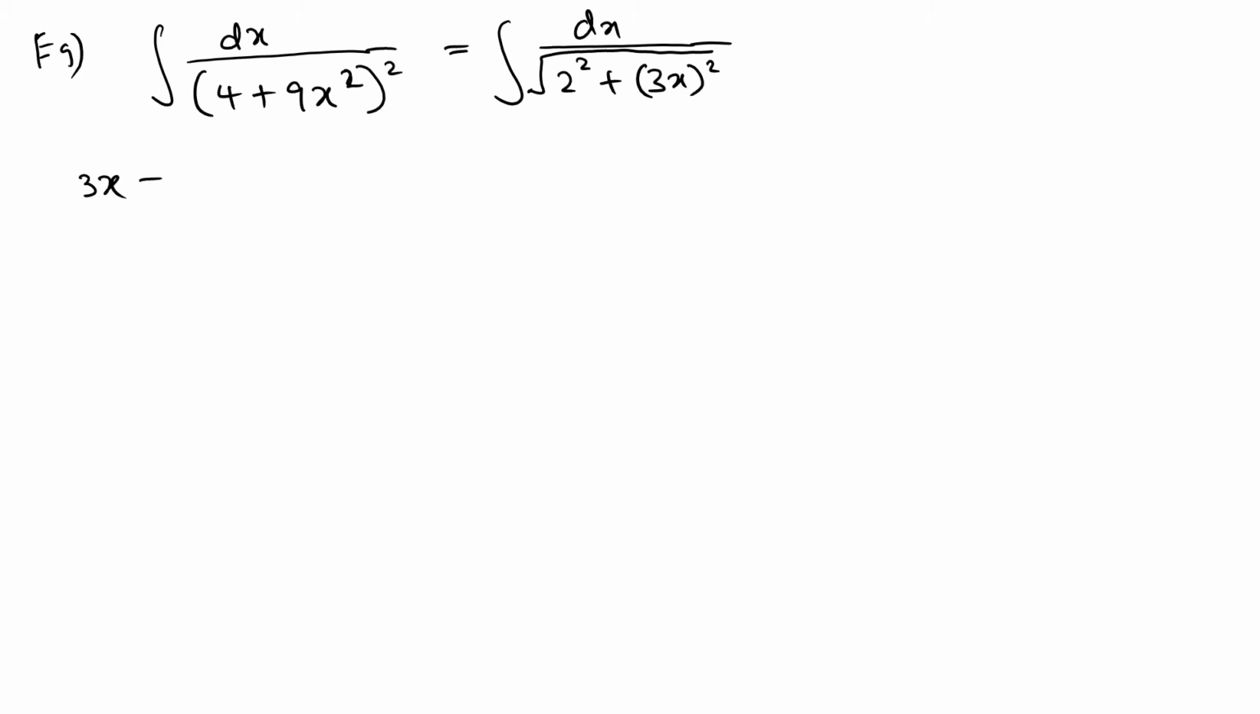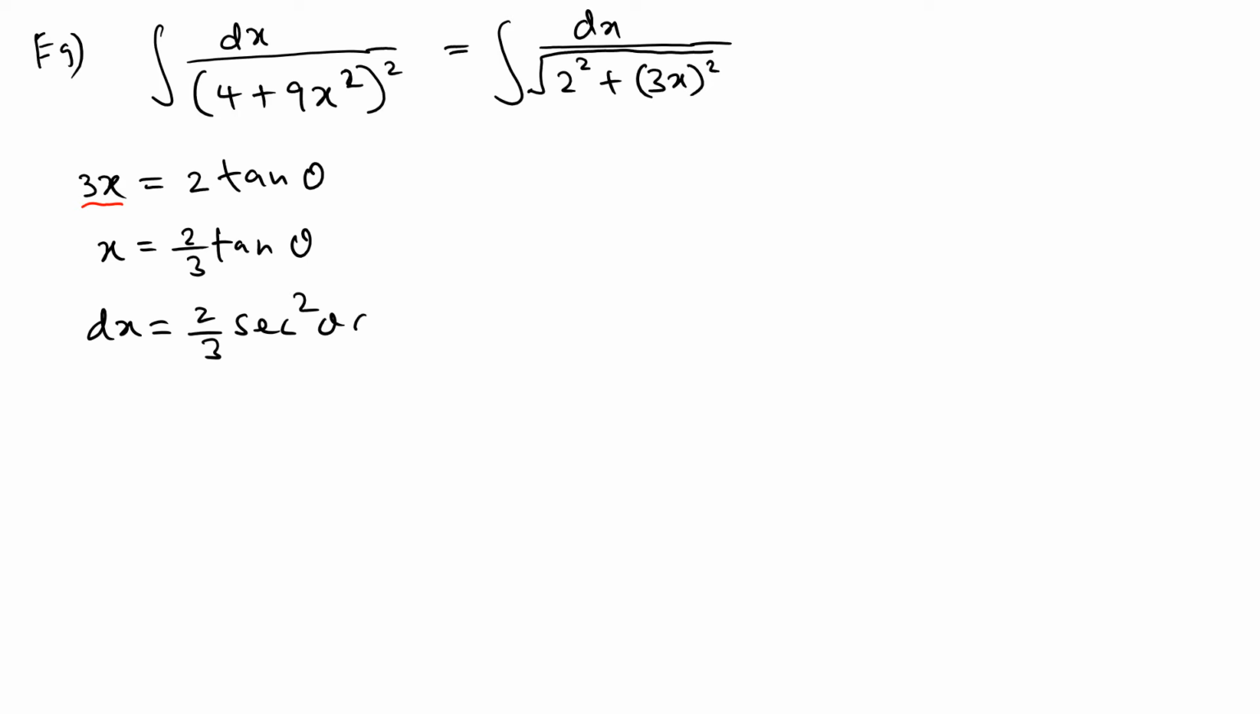Instead of x, you say 3x equals a tan theta. Instead of x, now you have 3x. So that's okay, it doesn't matter. And then we have everything we need. So this says that x is equal to 2/3 tan theta if you want to substitute for x. And then also we can take the derivative, so dx is equal to 2/3 secant squared theta d theta.